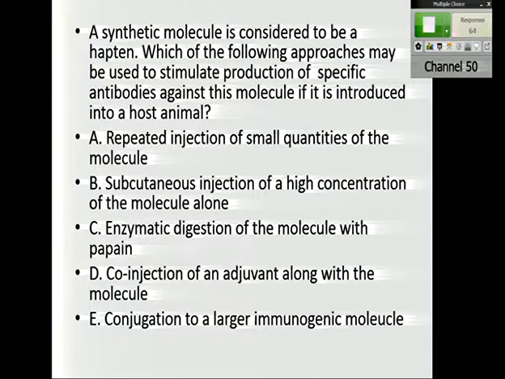So how do you make a hapten immunogenic? So what's the correct answer? Conjugation to a larger immunogenic molecule, which is a carrier protein. Okay, haptens are low molecular weight substances which can be tagged with a larger molecule. So E is the correct answer.